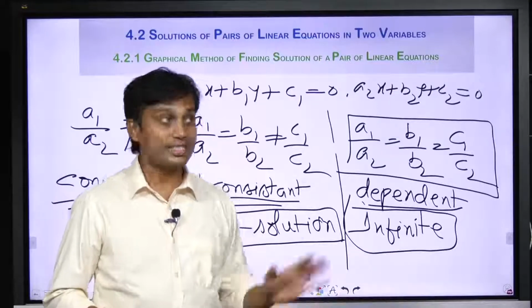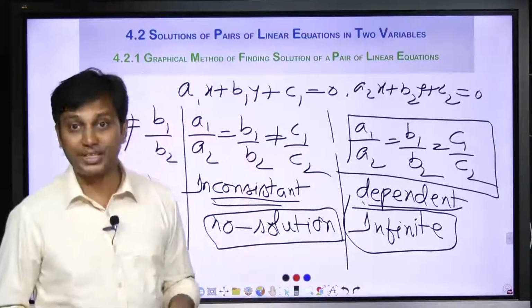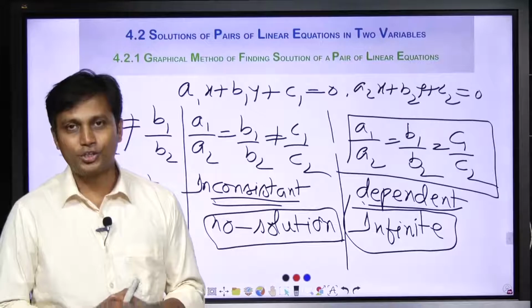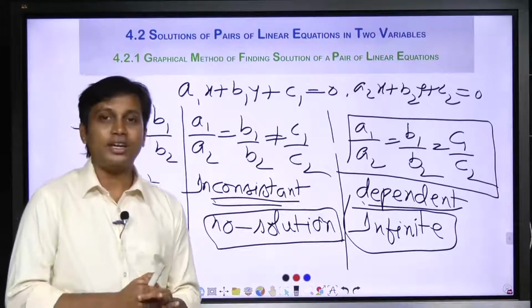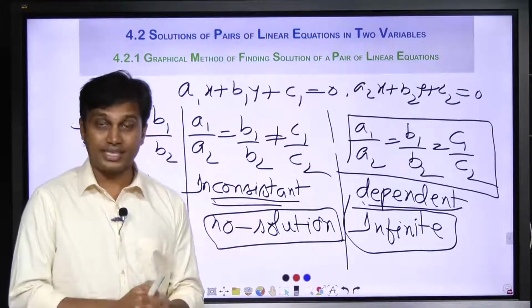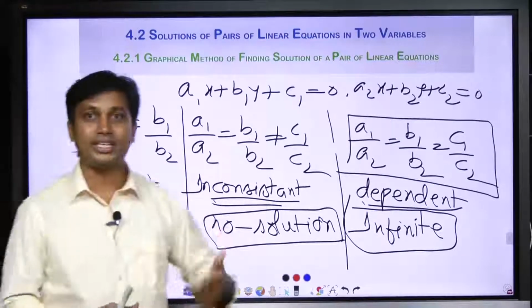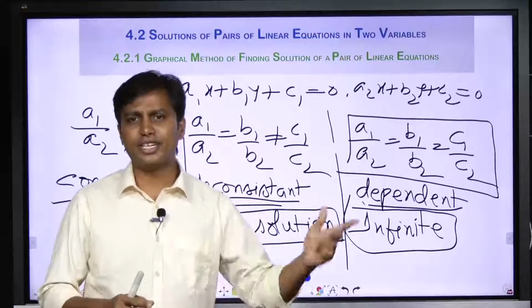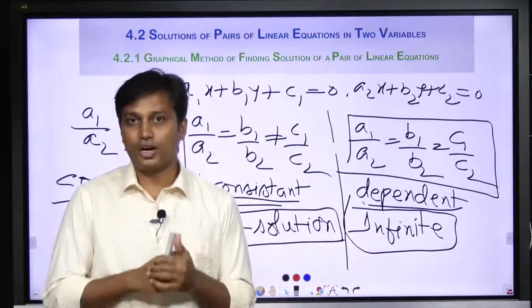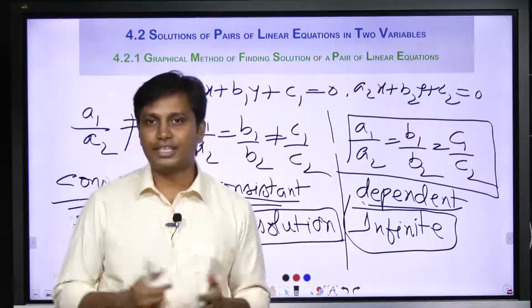Understood? So this is the easiest process, by comparing the coefficients. So this is the total graphical analysis as well as the formula method to check the nature of a simultaneous pair of linear equations. I think you might have understood that. If there is any doubt, you can ask.